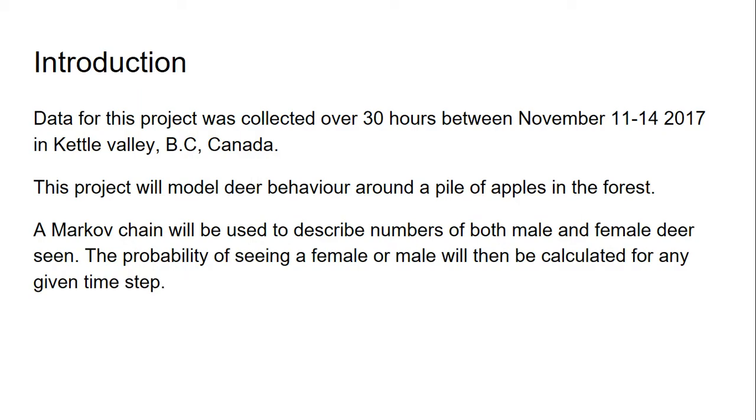The data for this project was manually recorded over 30 hours between November 11th and November 14th, 2017. It was done in the Kettle Valley region of British Columbia, Canada. The Markov chains were used to describe the numbers of both male and female deer seen in this area. The probability of seeing a female or male deer was calculated for any given time step.